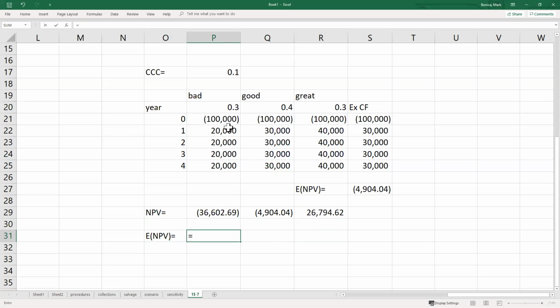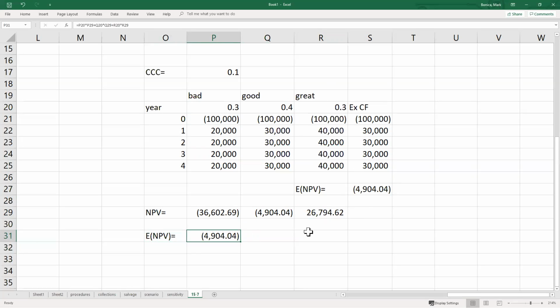So we have a 30% chance of getting negative 36, plus a 40% chance of getting negative 4904, plus a 30% chance of getting positive 26.7. And so we got negative 4904. And notice that the 2 methods are the same. It's just a matter of at what point you do the different steps, but ultimately it's the same outcome.